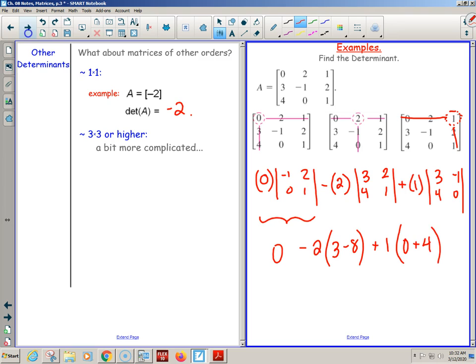Do whatever you need to, write however much you need to get it right. And now all of a sudden I have a negative 5 times a negative 2, which is a positive 10, and I have a 1 times a 4, which is a 4.